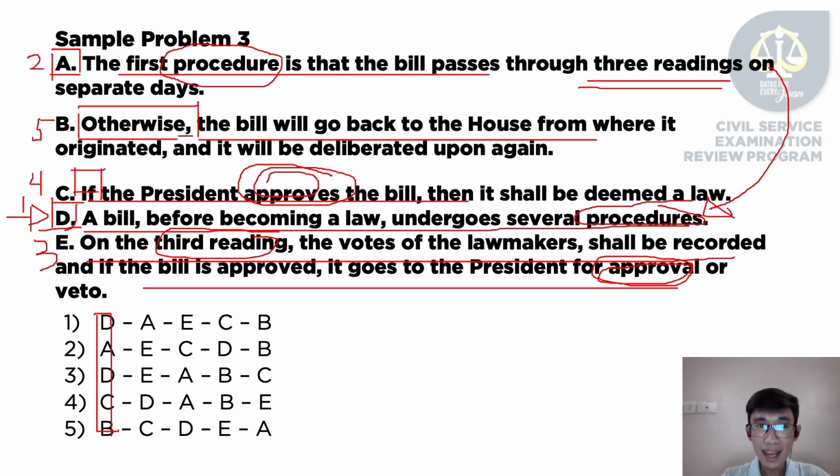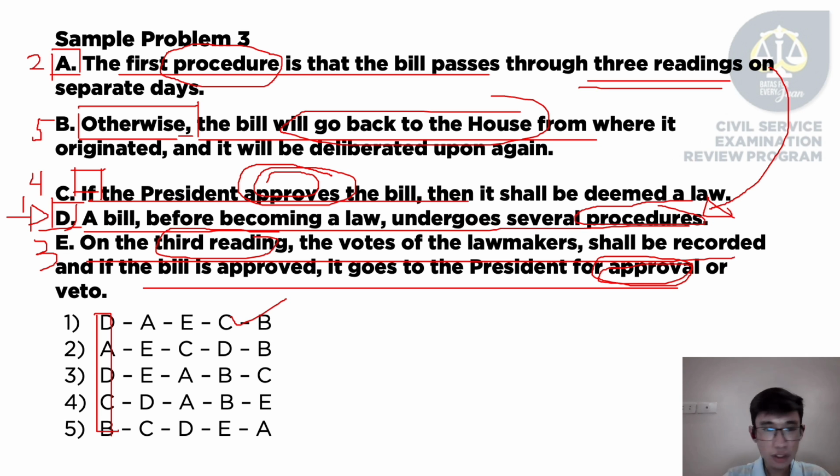No? And then, now we go to the fifth sentence, the final sentence, which is otherwise, the bill will go back to the house from where it originated. So, it follows letter C because otherwise, diba? What does otherwise mean? It means hindi nangyari. Or if it doesn't happen. No? So, here, if the president does not approve the bill, it will go back to the house, which is true. No? Which is true naman. Which is factual. So, again, some general information can help. No? But that is our answer. No? So, D, A, E, C. So, this is our initial answer.